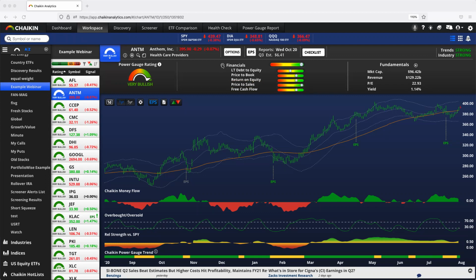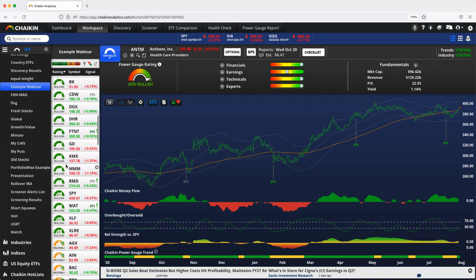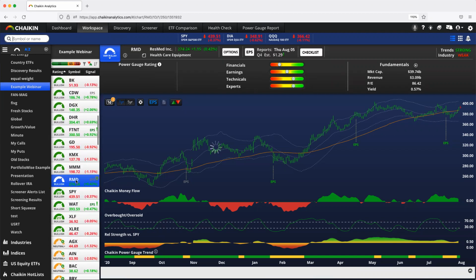Once we've done the comparison, each of the individual factors is then weighted, and we get the combined financials, earnings, technicals, experts scores. Everything weighted, the categories, etc. And we combine them together, and then we rank the stocks again, right? So in the case of Anthem, with 3 very bullish, 1 neutral, still a very bullish stock. Still a very bullish stock, more likely to outperform.